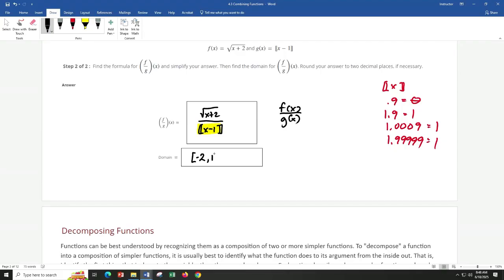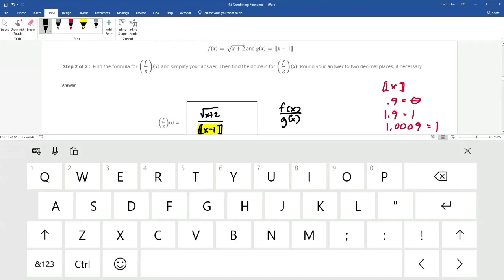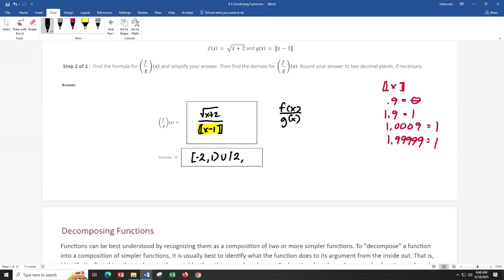-2 to 1 union 2. Sorry, I messed up there. Remember, be very careful with your signs. They do mean things. 2 to infinity.